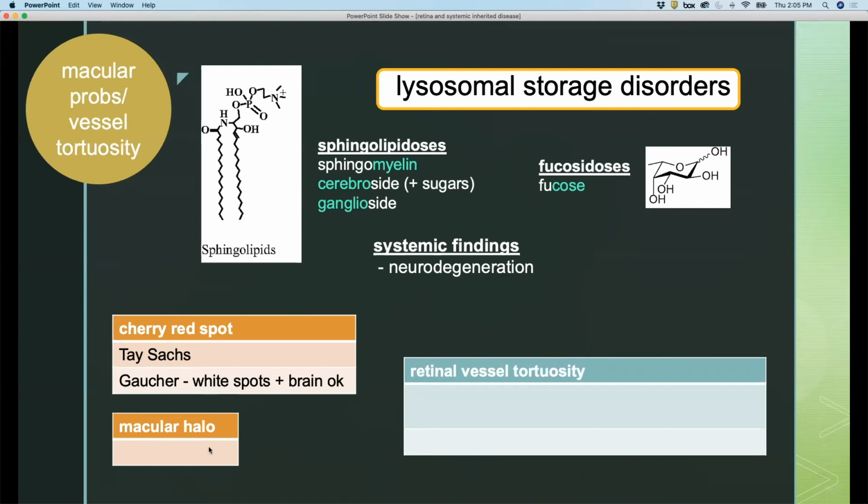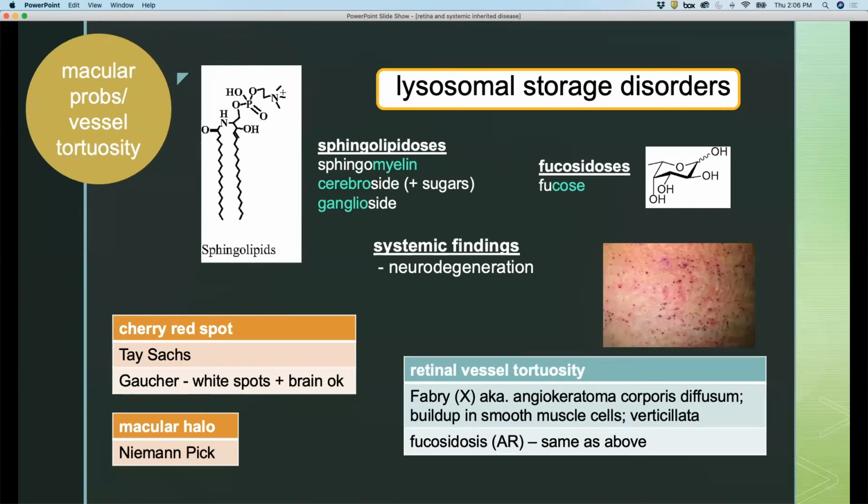And then how about retinal vessel tortuosity? I'm actually not sure. Is that Fabry's? Yes, great job. So Fabry disease is another sphingolipidosis whose other name you should remember. It's called angiokeratoma corpus diffusum.